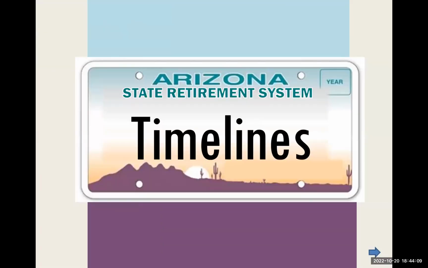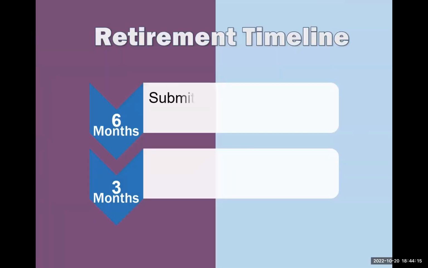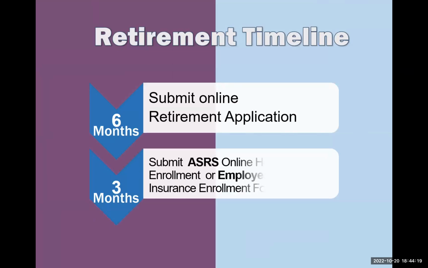All right, so now there are some important timelines that you should know as you approach your retirement. Your retirement application can be submitted up to 6 months in advance. That's the earliest you can submit it. And your health insurance enrollment form can be submitted up to 3 months in advance of your retirement date. You must submit it at least a month prior, because the effective date for your insurance to begin is always the first of the month.